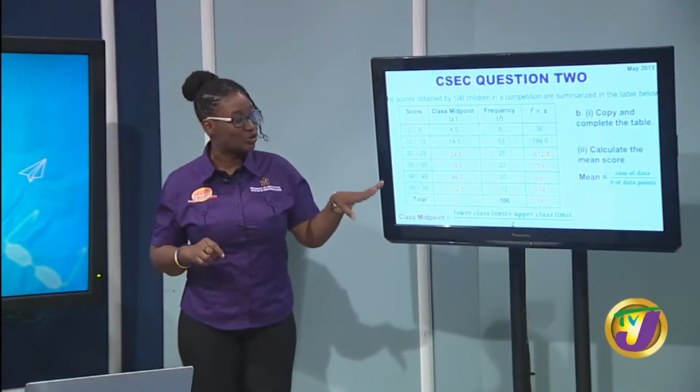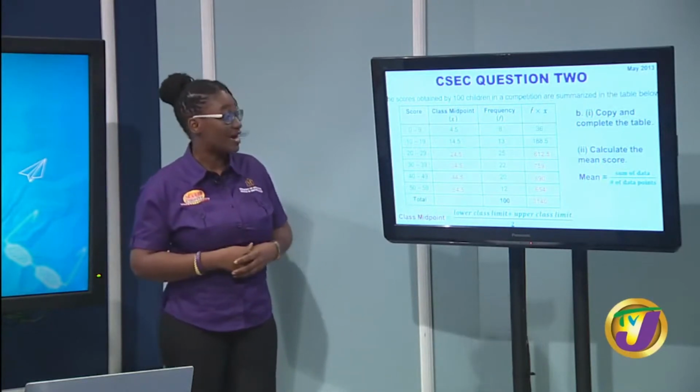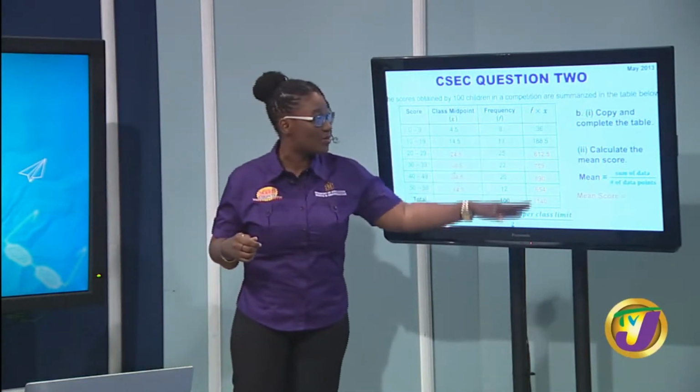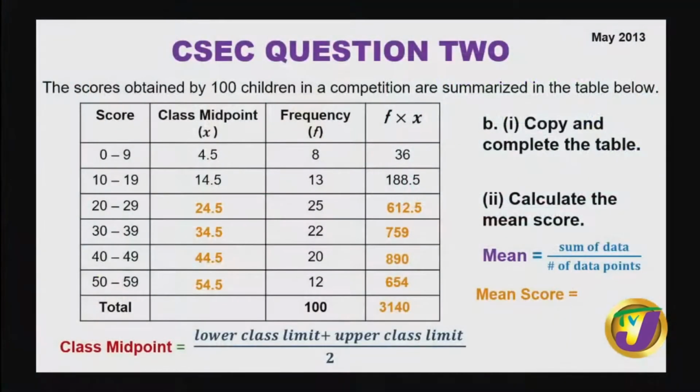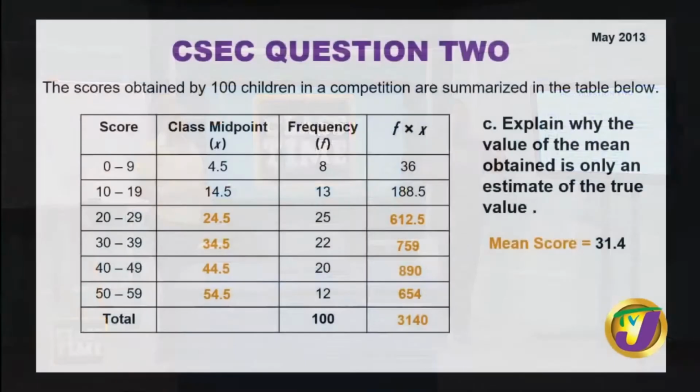But let us see if we can get to what the mean is actually. So we have our sum of F multiplied by X, that's 3,140. And of course, we know we need to divide that now by 100. And our mean score is 31.4 or 31 4/10. The question asked us to explain why the value of the mean obtained is only an estimate of the true mean. I wonder if any of our students thought of that.